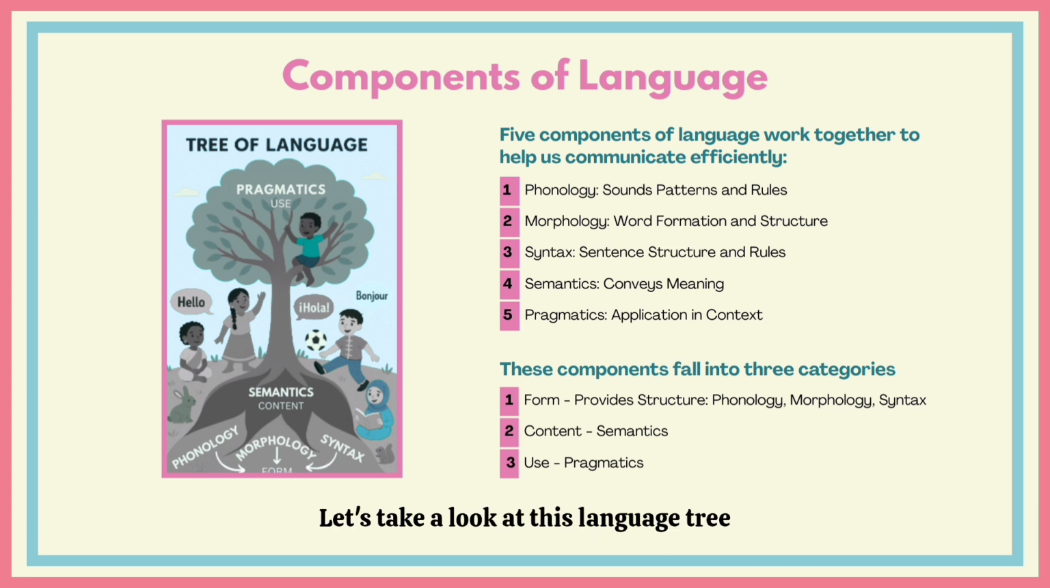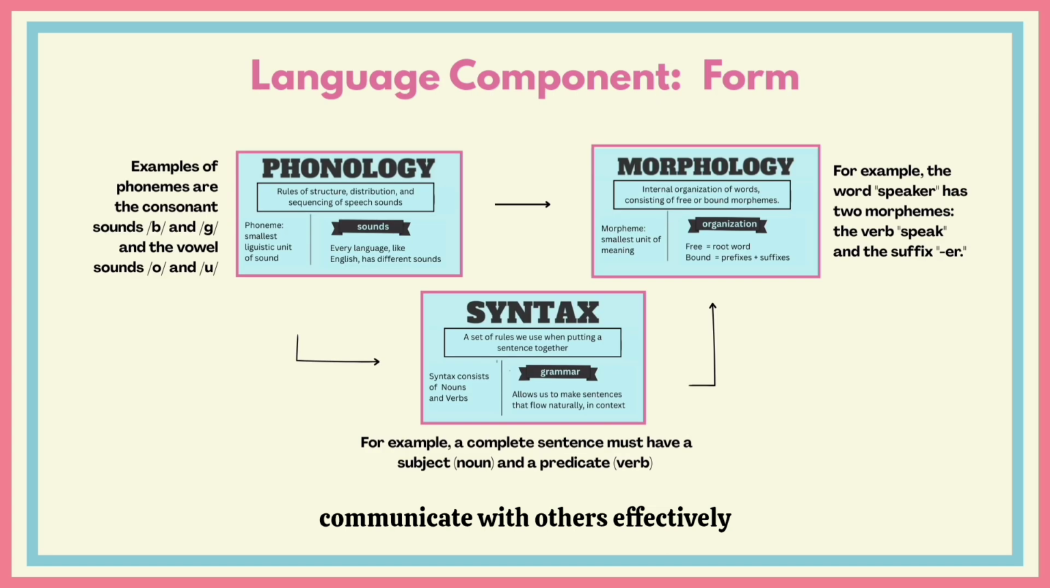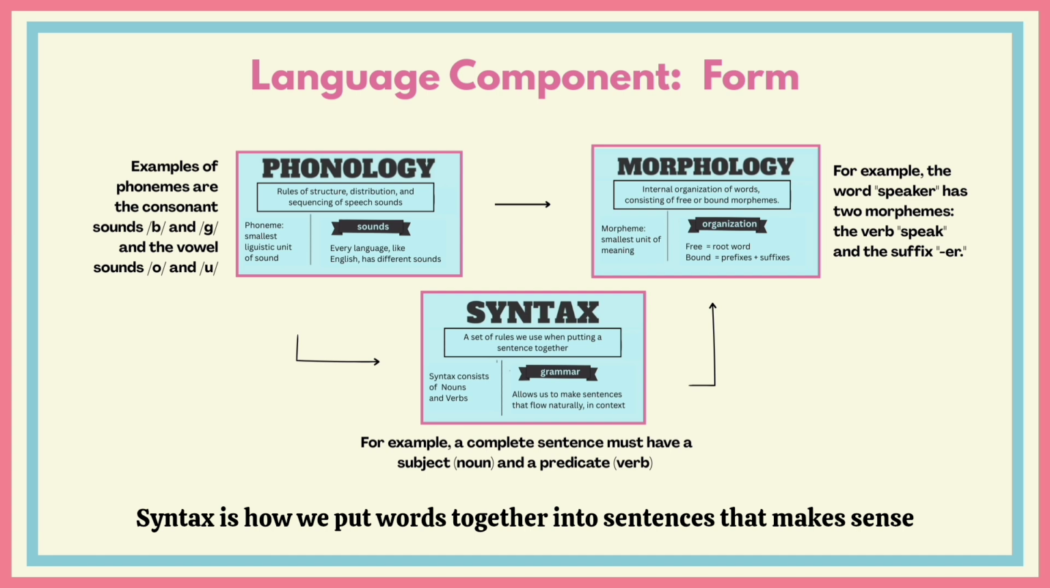Let's take a look at this language tree. The roots make up the structure or form of language. The tree trunk makes up the content, and the branches help us use language to communicate with others effectively. Let's break down form, or the structure of language. Phonology is the sound system, how we recognize and produce speech sounds. Morphology is about word parts, like ing, ed, or un. Syntax is how we put words together into sentences that make sense.